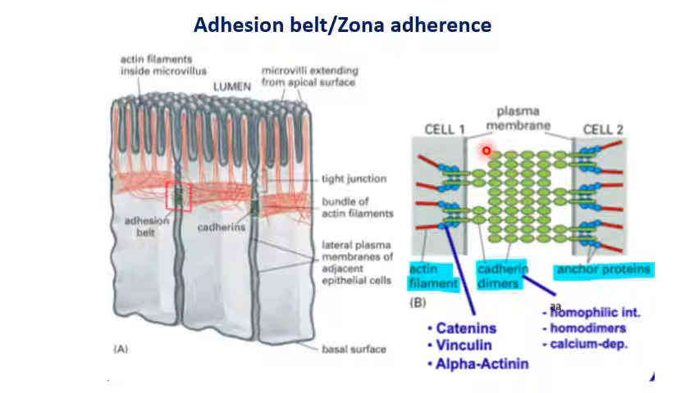This is how the cells adhere with each other, so that multiple cells adhering with each other form an adhesion belt. Here also you can see the adhesion belt. This is the enlarged picture of this adhesion belt where the cadherins are there. There are bundles of actin filaments, see the red one here. The bundle of actin filaments is present in the upper region of the cell. Actin filaments are also present inside the microvillus. This is the basal surface here.